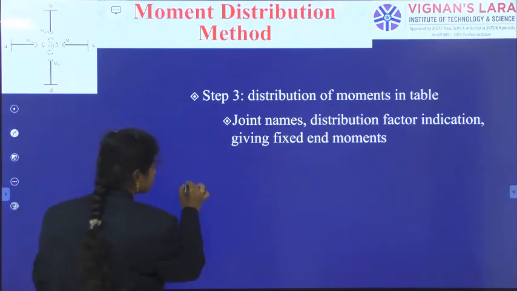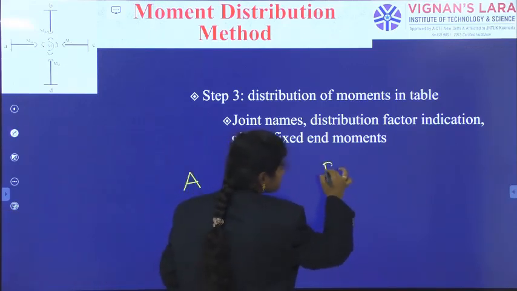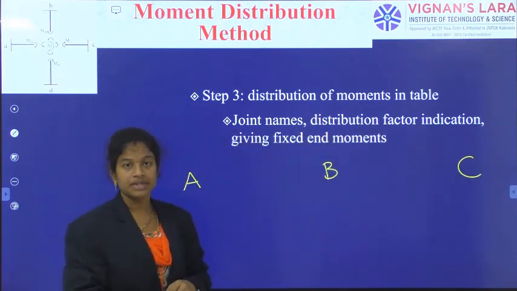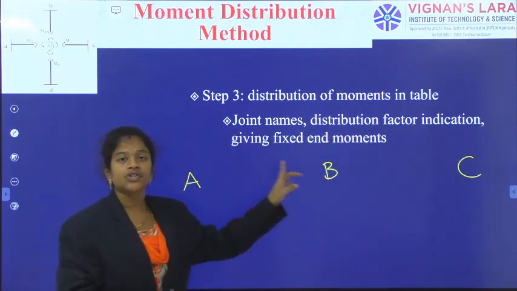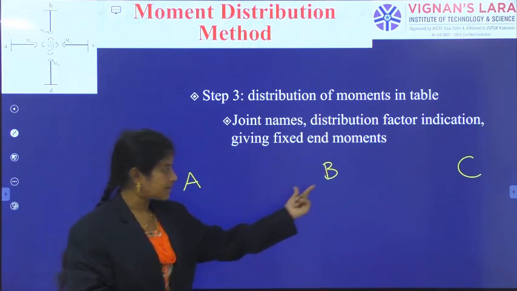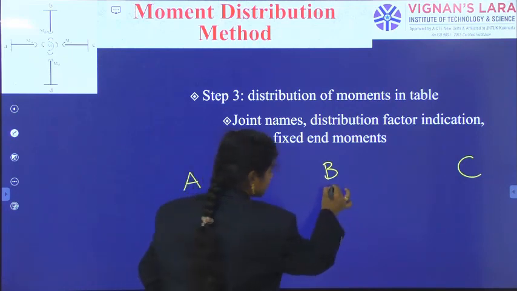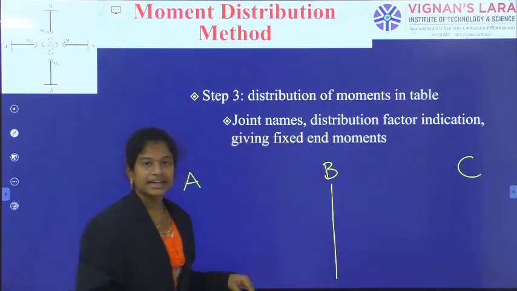Firstly, we should write the joint members with some distance. Yes, I have indicated the joint members. And then, at which locations do I have the distribution factor? At joint B, I have the distribution factor. Okay, so next, at B, indicate this.